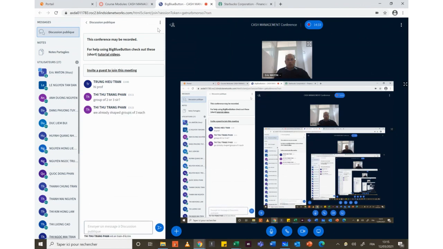We already shaped groups of 3 each. Okay, you have already groups of 3. In this case, it's not a problem. If you prefer groups of 3, it's possible. If you already did this work, we can keep the groups of 3. No problem. So all the 45 students are in groups of 3. So you have 15 groups of 3.